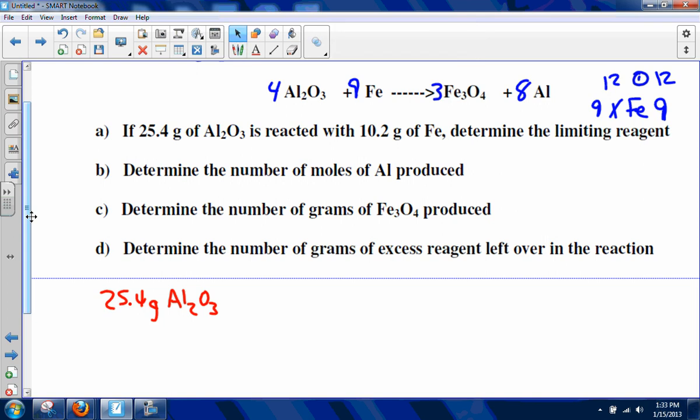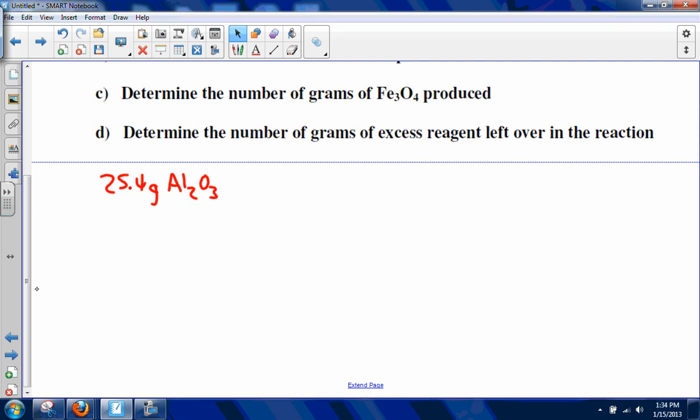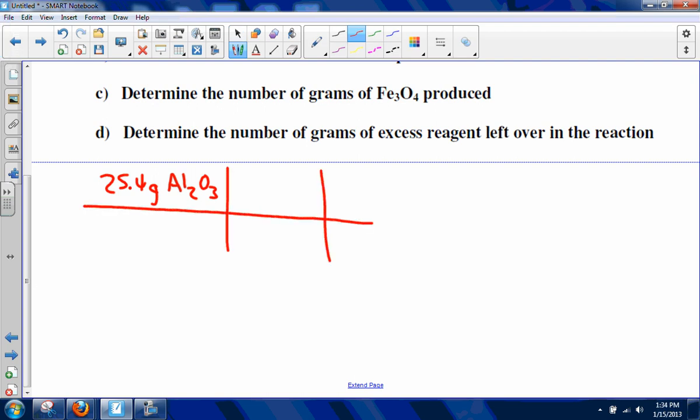Okay. Now, my next question is, where am I trying to go to? What am I trying to convert this aluminum oxide to? Okay, I want to go to moles of Al. And the reason is, if I look at letter B, it says determine the number of moles of Al produced. So I don't want to go through a problem more than once if I don't have to, right? So that's where I'm going to go. I'm going to go to moles of Al. So I start with 25.4 grams of Al2O3. And over here at the end, I know I want to get 2 moles of just aluminum.